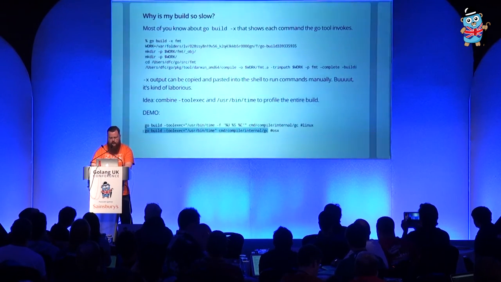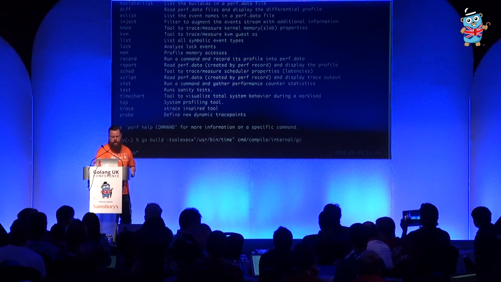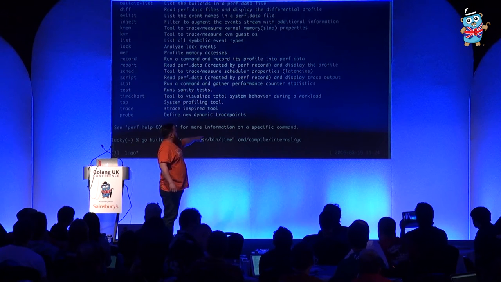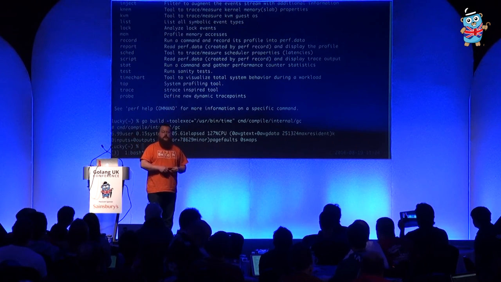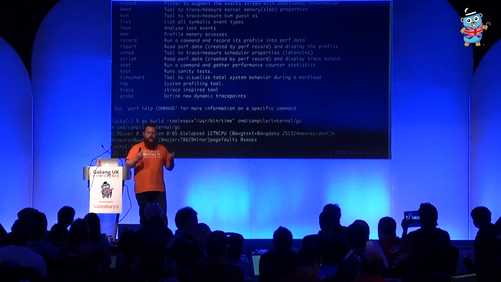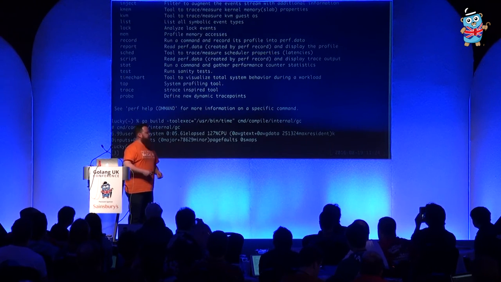So we can take this. And I'm choosing command compile internal GC. A lot of the motivation for this talk was the work I've been doing with many other people. I certainly shouldn't take any of the credit for it, of speeding up the compiler for 1.7. So we used all these tools in trying to figure out what is going on.